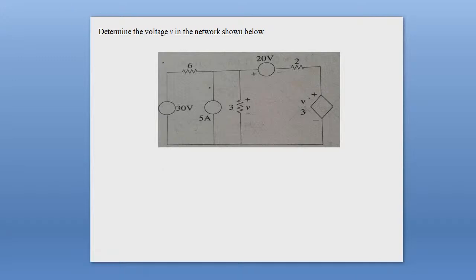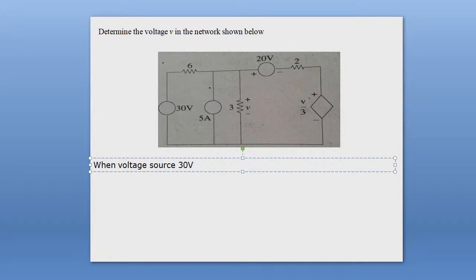Okay, so let me write the equation. First, we will consider only one source. Suppose we consider when the 30 volt voltage source acts alone. In this case, you replace this 5 ampere source by an open path and this 20 volt source by a short. So ultimately you will get a circuit like this.